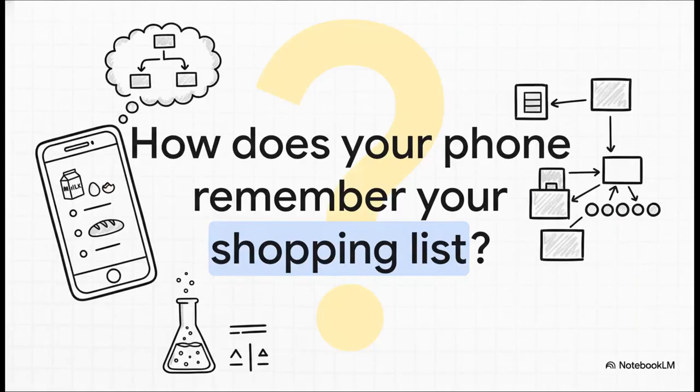I mean, have you ever really thought about it? When you type in milk, eggs, and bread, how does your phone know what to do with that? How does it store that list, keep it all in order, and then show it back to you later? The answer is in just a few simple building blocks, and we're going to start with the most basic ones.